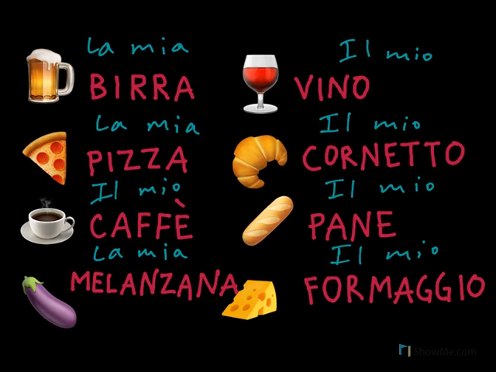Cornetto, same business. Il mio cornetto would be my croissant. Pane could be either way, because you need to check. But it happened to be masculine, so you'll say il mio pane, my bread. Formaggio, exactly the same business. Il mio formaggio means my cheese.